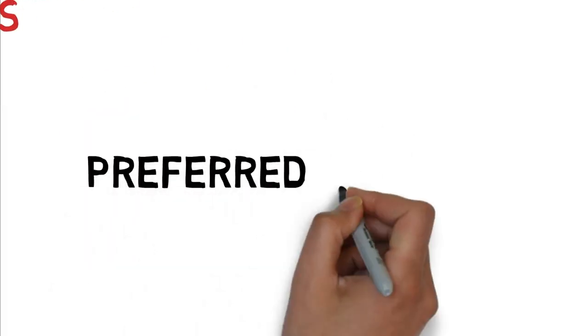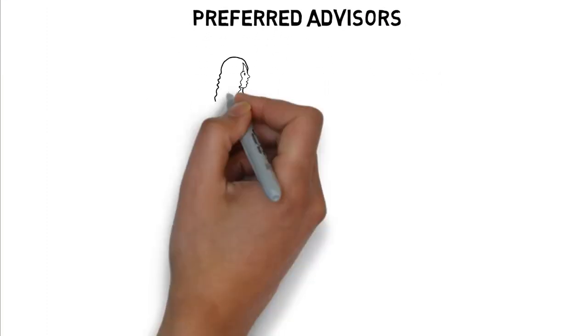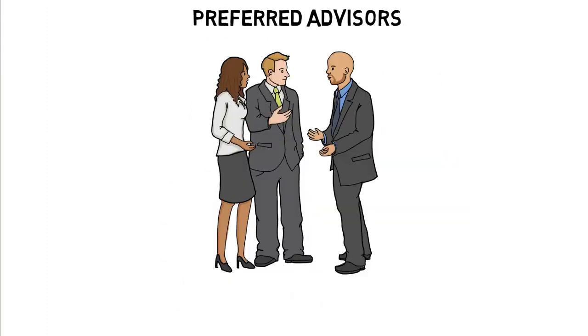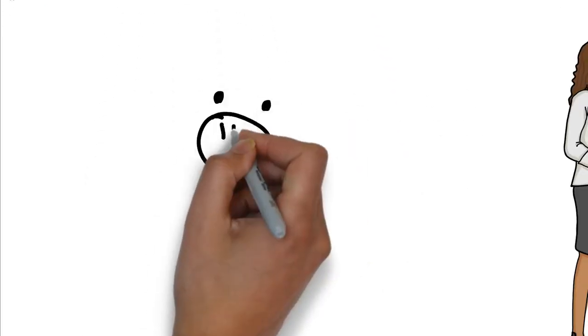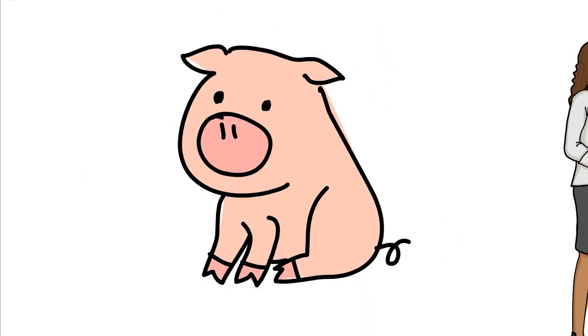She has two options. She could sell her equity to preferred advisors under the terms that they are preferred shareholders, or she could sell her shares to common stock investors as common stock. We're going to now talk about all three methods within the cost of retained earnings and what you're going to need to know for the BEC exam. We're also going to talk about the cost of preferred stock.